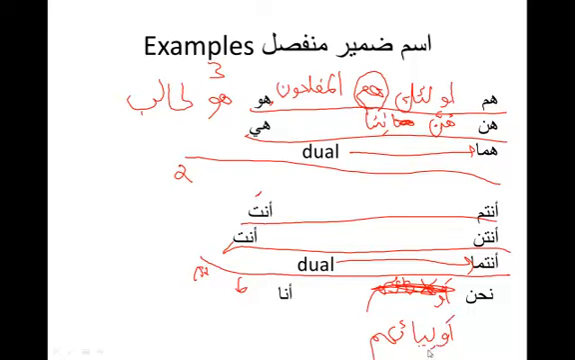Okay, أولياؤكم means protectors. We are your protectors في الحياة الدنيا وفي الآخرة. أنا اسمي زيد. My name is Zaid. قل إنما أنا بشر مثلكم. Very good.